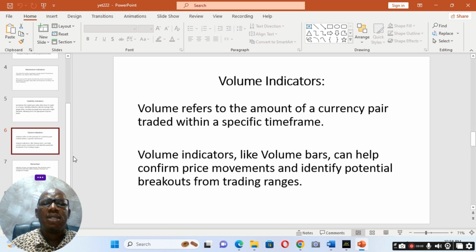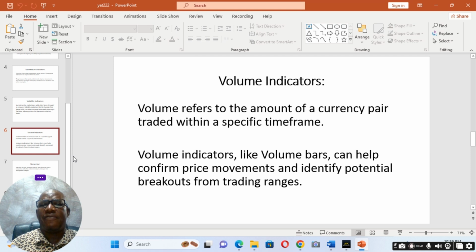The next is volume indicator. This refers to the amount of currency pair, the liquidity in the market over a particular time frame. Volume indicators like volume bars can help you confirm price movement and identify potential breakout from trading range. These are the 4 major categories of Forex technical indicators every trader must know.